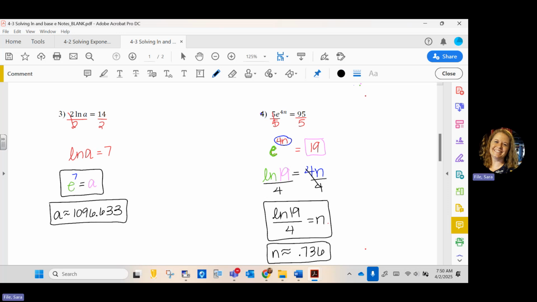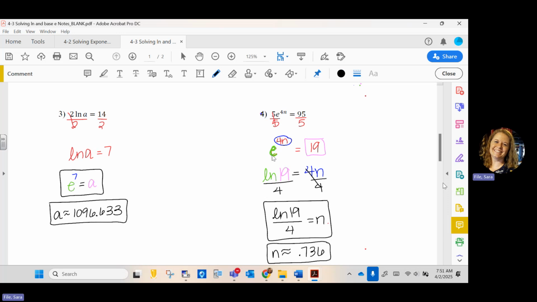Now there is an alternate process that I can show you here if you want to use it. When you have a base e exponential that you're trying to solve for, instead of converting it to log form, another way to go about it is to take the natural log of both sides.